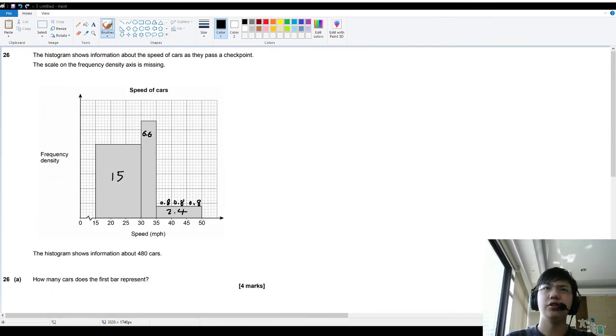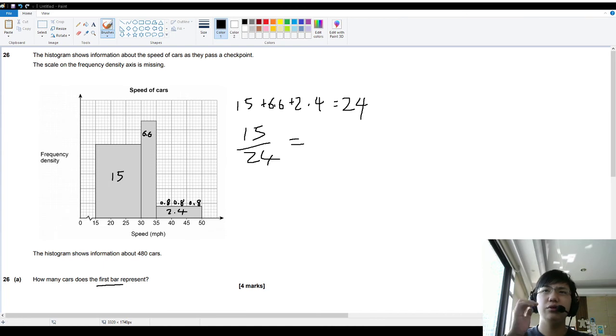So now we have the squares figured out. We add the number of squares together. So 15 plus 6.6 plus 2.4 gives us a total of 24 squares used in this graph. So the first bar is 15 squares out of these 24 squares. And we can divide 15 by 24 to give us 0.625, which is the proportion in decimals that this bar occupies in this histogram.